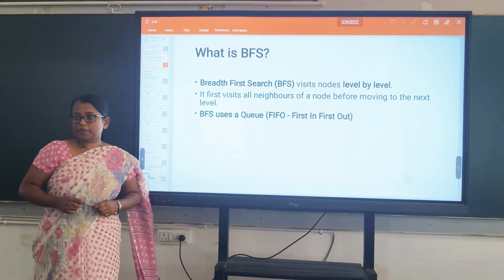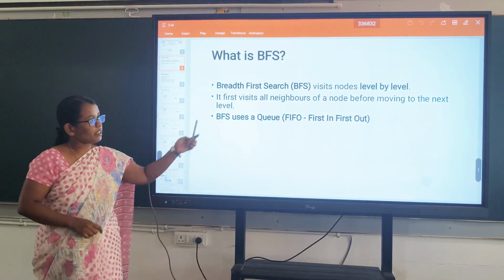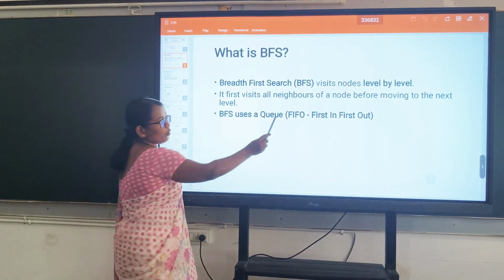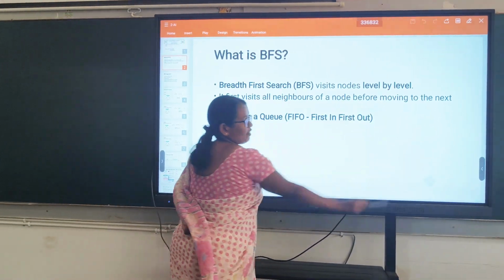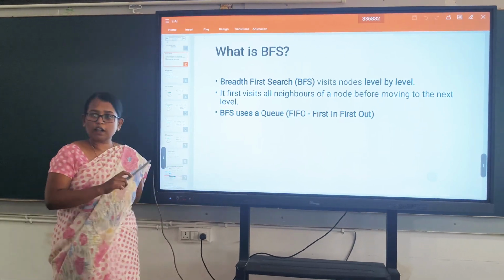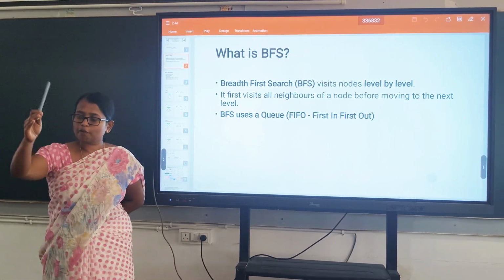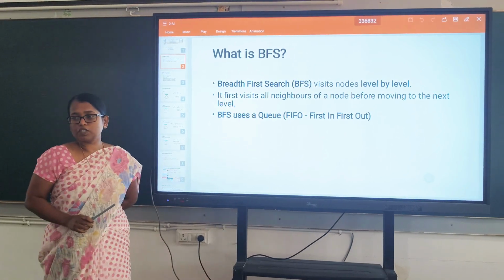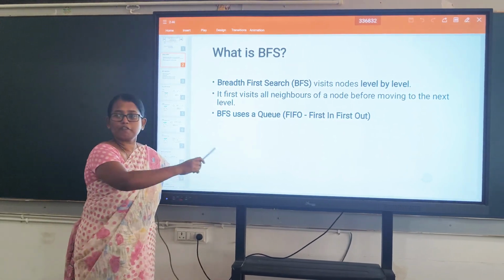What is BFS? Breadth first search. It is an uninformed search algorithm which visits the nodes level by level. It first visits all the neighboring nodes of a node before moving on to the next level. So it uses a queue technique, which is FIFO, first in, first out.